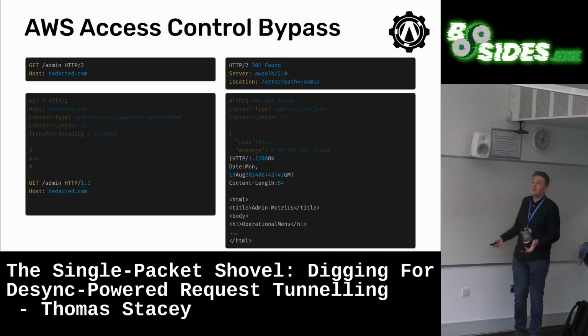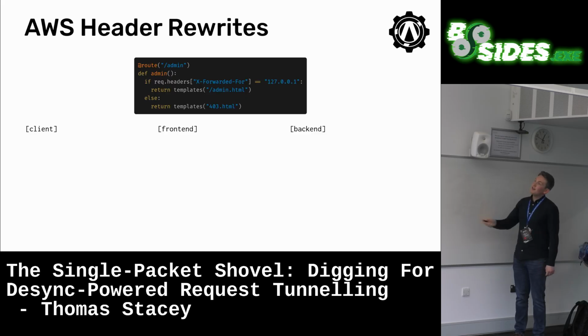This is the most common one. You just set a path that you don't want people to reach, and you assume that the front end is enough to protect against it. Request tunneling just totally bypasses those rules. Front ends also rewrite headers for you.